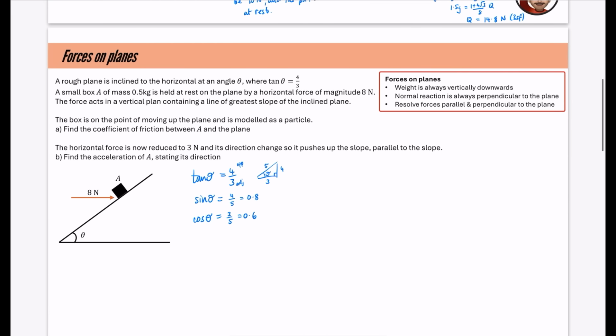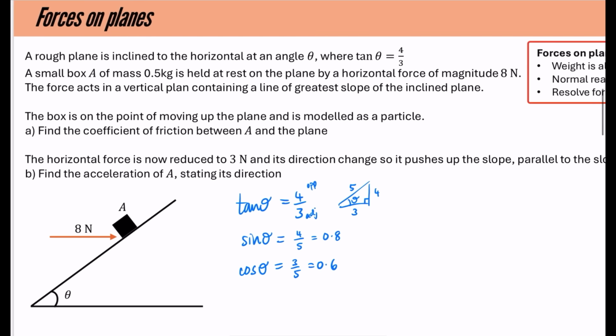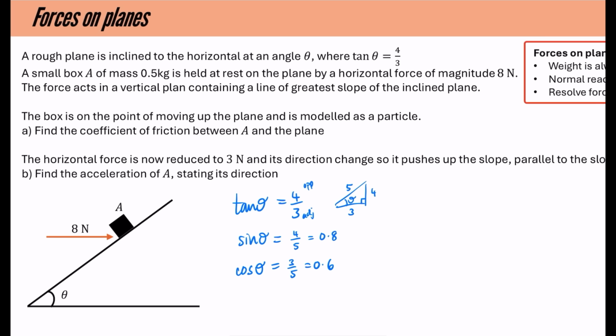Okay, so I did do a bit of a jump away from the question there. Always good to just do that at the beginning because you've got less to think about then. A small box A of mass 0.5 kilograms. Okay, I'm immediately going to put that weight on the diagram, which is going to be 0.5g, is held at rest on the plane by a horizontal force of magnitude 8 newtons, as we've got in this diagram.